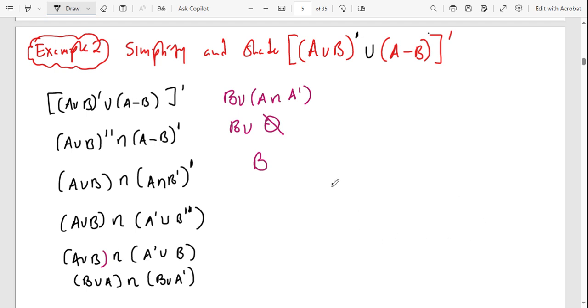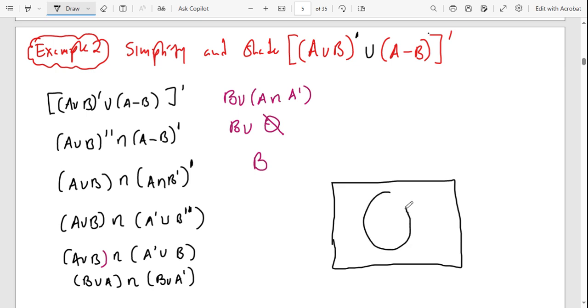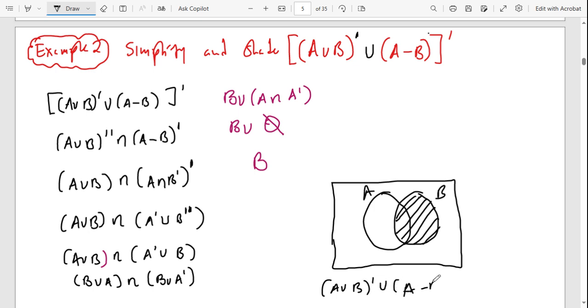So therefore, the shading part for this question, this is the set A, this is the set B. So we have shaded there. So if they asked you to shade the set A union B complement union A minus B like that, that's the answer. Does that make sense?